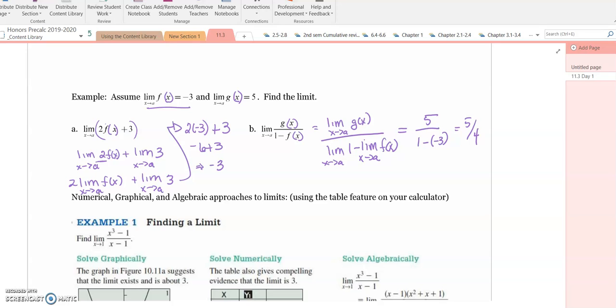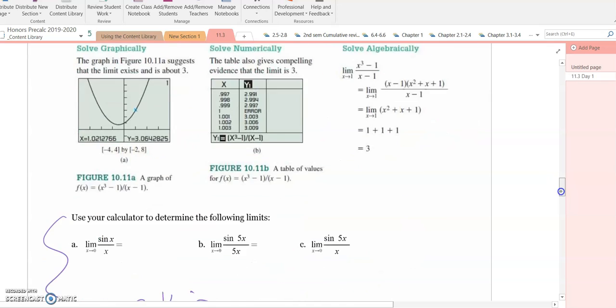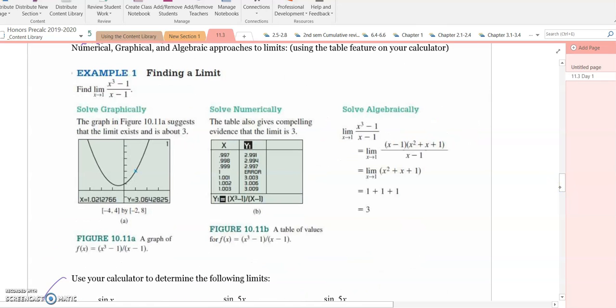Next, we're going to cover finding limits graphically, numerically, and algebraically. And you'll find that I just took a clip from some notes from your book, and I'm going to find the limit as x approaches 1 of x cubed minus 1 all over x minus 1. So you could see this graphically. You can see this numerically by using a table. And you can see the algebraic approach.